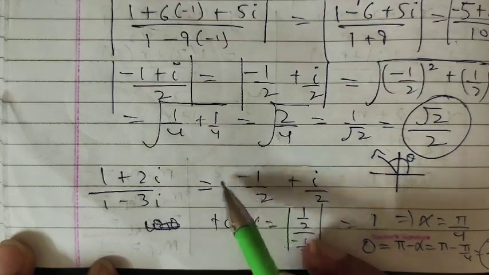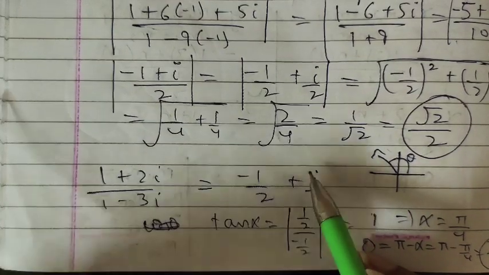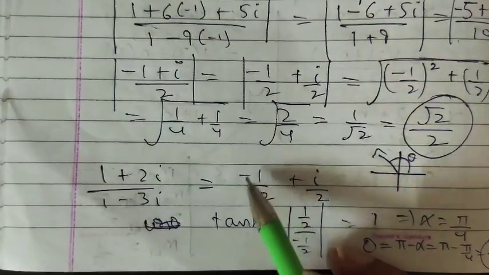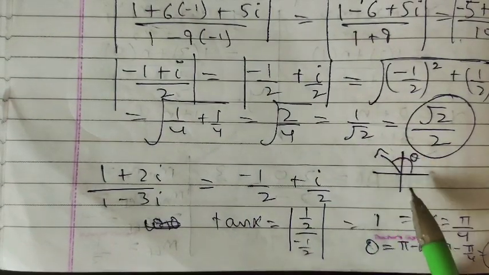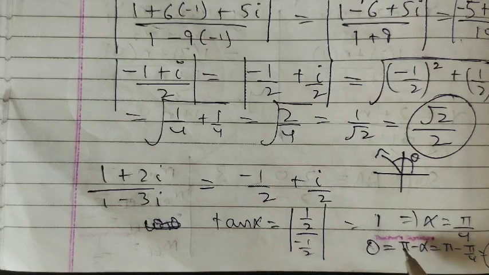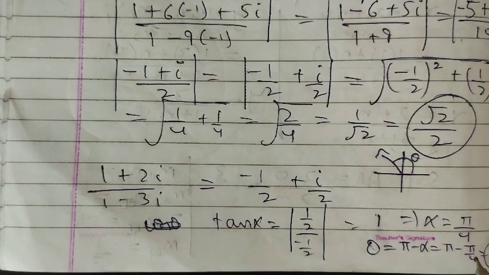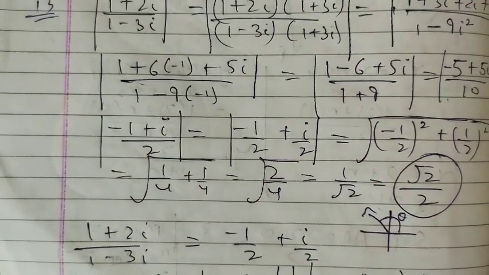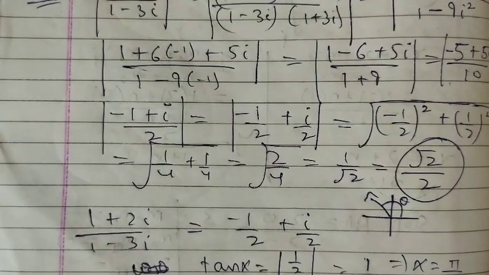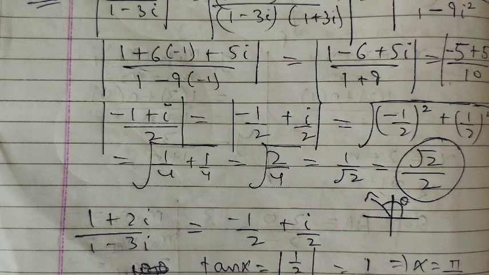Now when a is negative and b is positive, that means the real part is negative and the imaginary part is positive, so it is in the second quadrant. In the second quadrant theta is equal to pi minus alpha, so pi minus pi by 4, which is 3 pi by 4. So 3 pi by 4 is the argument and the modulus is root 2 upon 2. This is the answer of question number 13.